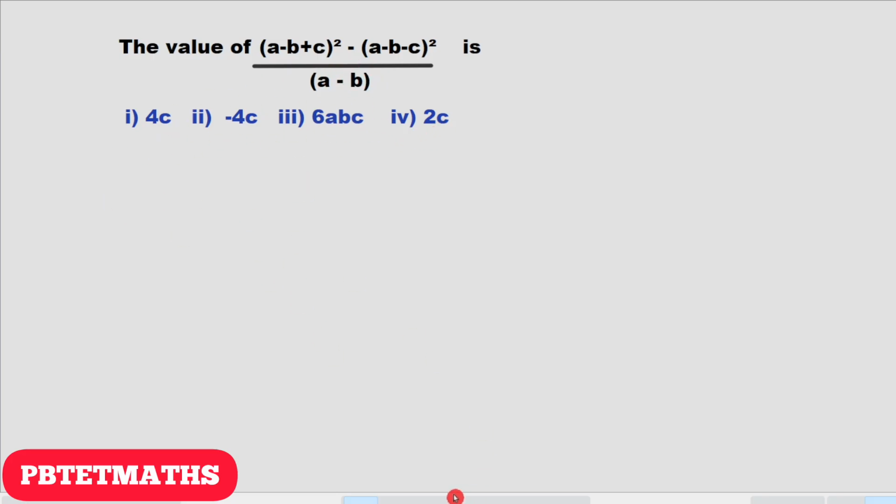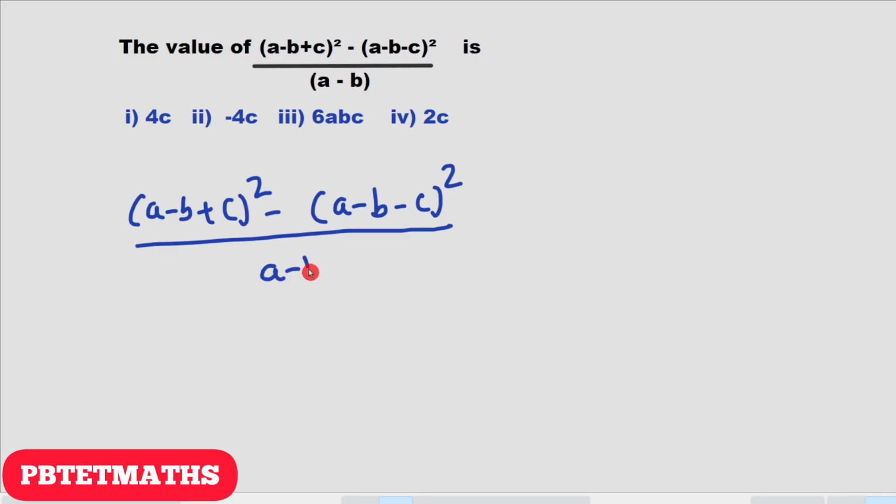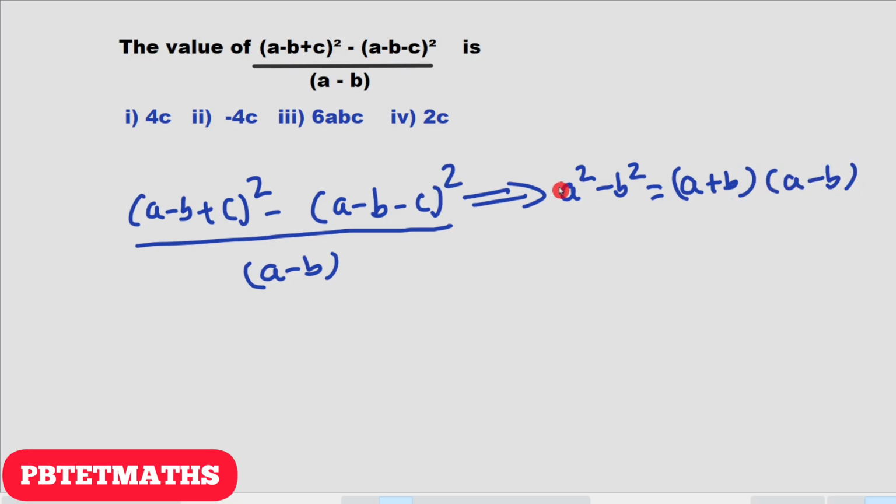For that, let's write this numerator value. We have (a − b + c)² − (a − b − c)², the whole divided by (a − b). Now this numerator is in the form of a² − b², which is equal to (a + b)(a − b). Let's expand this with respect to this algebraic identity.